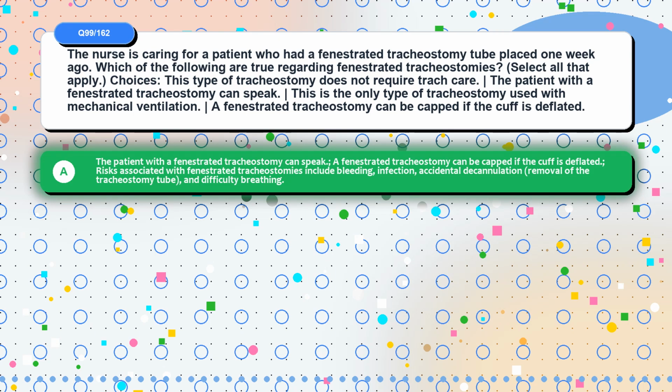The correct answer is option A. The patient with a fenestrated tracheostomy can speak. A fenestrated tracheostomy can be capped if the cuff is deflated. Risks associated with fenestrated tracheostomies include bleeding, infection, accidental decannulation, removal of the tracheostomy tube, and difficulty breathing.